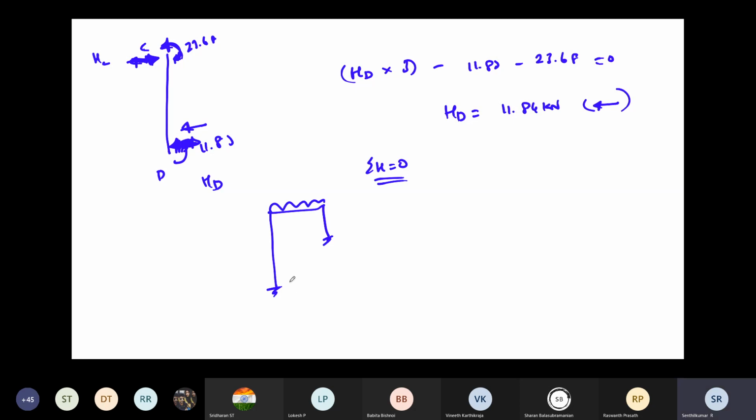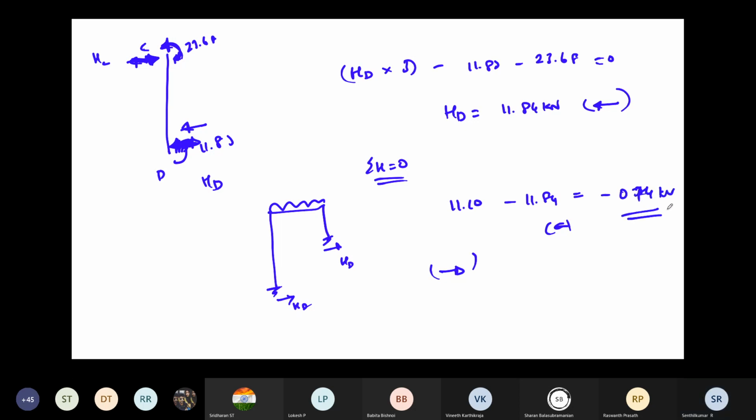I don't have any external loads, so the summation of HA and HD should be equal to 0. But what is HA and HD? HA is 11.10, that is in the positive direction, this direction. And then HD is minus 11.84, that is in this direction. So the thing is, you are having minus 0.74 kN.